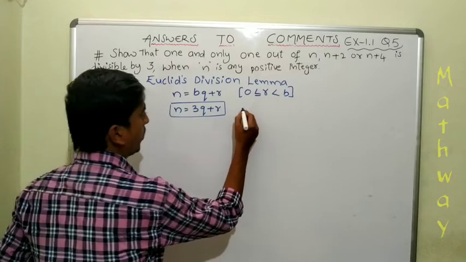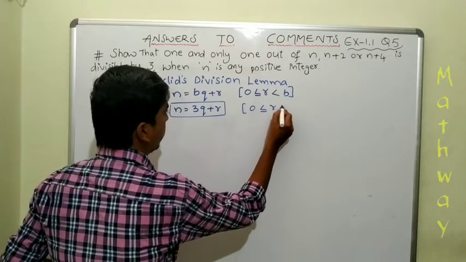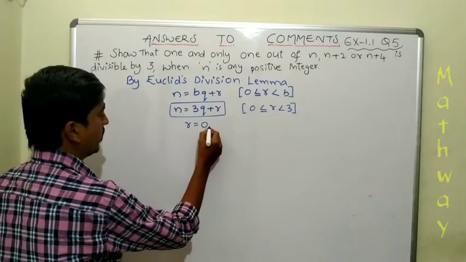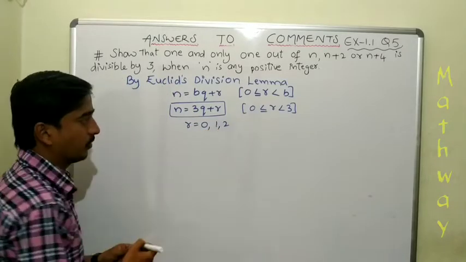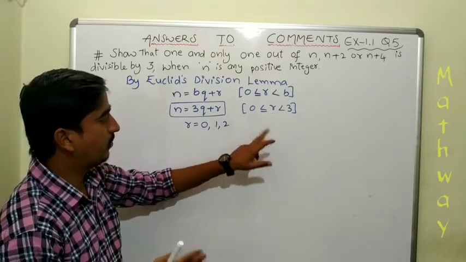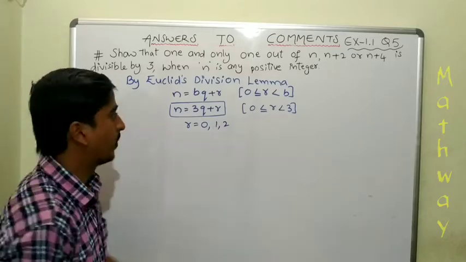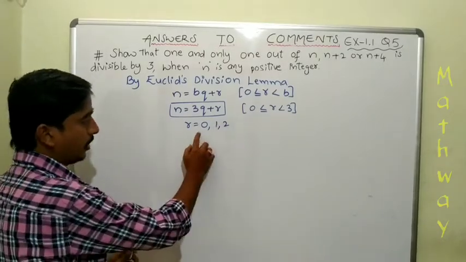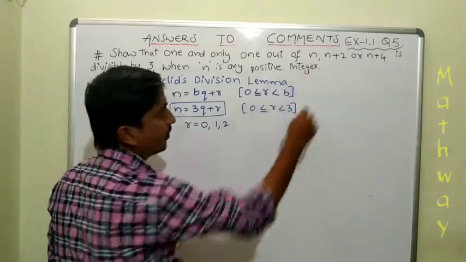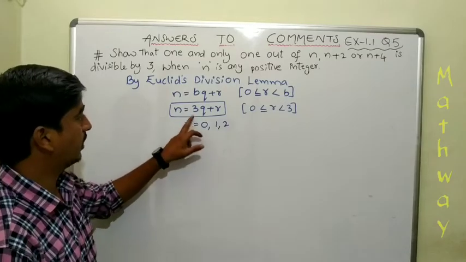So here the remainder values are 0 less than or equals to r less than 3. So the remainder values are either 0, 1 or 2. So by taking remainder value 0, 1, 2 in this, we can prove which of these numbers is divisible by 3. Now substitute remainder values here.